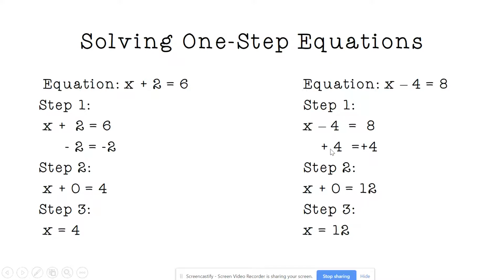Negative 4 plus 4 equals 0, and 8 plus 4 equals 12. And then we rewrite x equals 12.